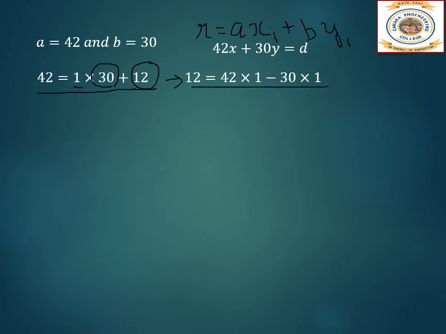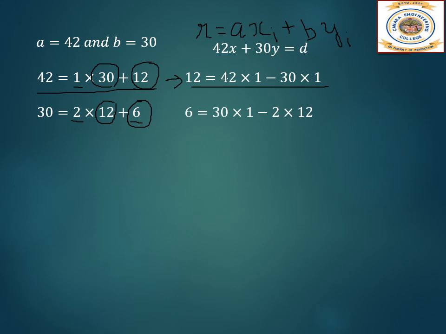Coming to the next stage, we take 30 and 12. When I divide 30 by 12, I get the quotient as 2. And what is the remainder? 6. For the next stage, the two numbers I have to take are 12 and 6. But before that, again we write in this form: 6 equal to 30 minus 2 into 12. So 6 equal to 30 into 1 minus 2 into 12.